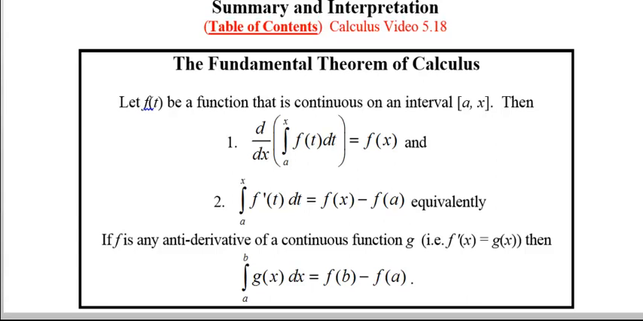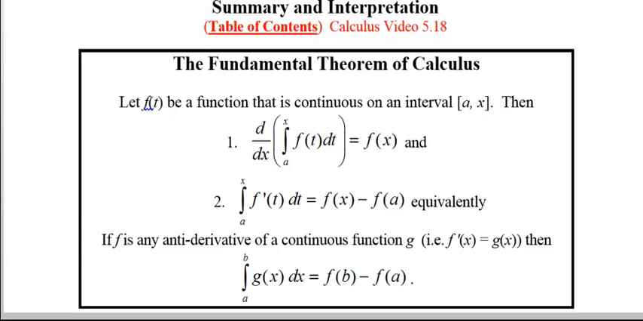If f of t is a function that's continuous on a closed interval from a to x, then first of all, if we integrate f of t dt from a to x, a definite integral, that gives us a function of x. We turn around and take the derivative of that, integrate first, then take the derivative with respect to x, that gives us a function of x, which turns out to be the same as the original function f of t evaluated at x. So in some sense, the integral first, then the derivative cancel each other out.